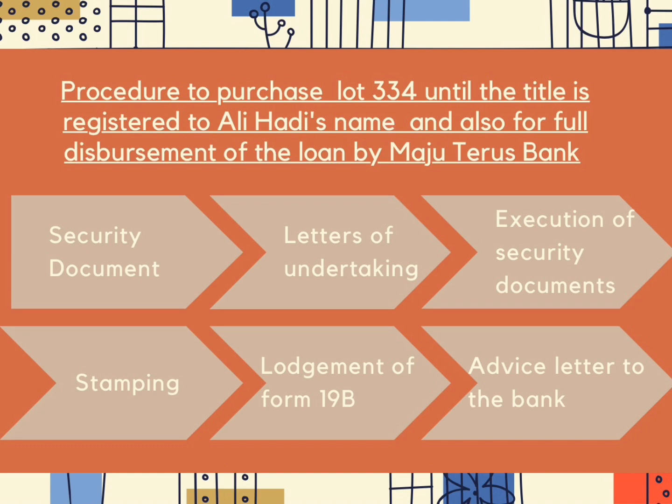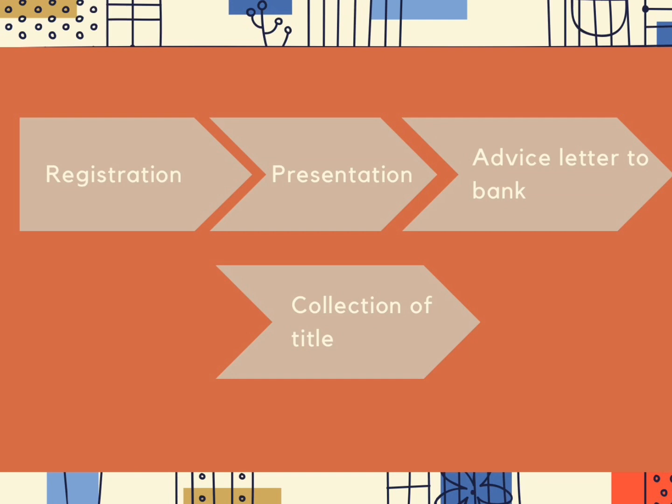And then, as security for the redemption sum to be released, Form 19B will have to be lodged. Only when the caveat has been lodged can we proceed to send the letter of advice to Maju Terus Bank to release the redemption sum to our client's bank, which is Singa Malaya Bank. Next, we will have to register all the documents required, and after that, we have to submit them to the land office and wait for the issuance of the presentation statement. When it has been issued, we shall give another letter of advice to Maju Terus Bank to release the loan sum. Finally, when all these steps have been completed, the title will have to be collected at the land office.